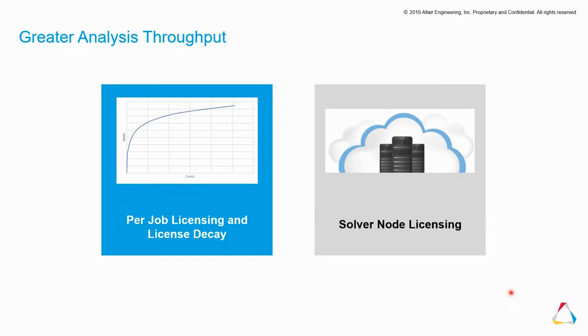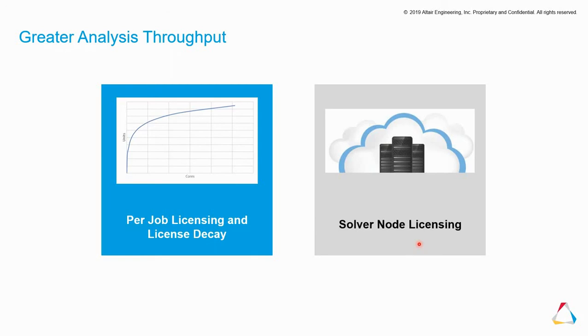So the first one is per job licensing and license decay, where essentially it gets relatively cheaper the more cores you add, and it also gets relatively cheaper the more jobs you run, thereby facilitating the running of DOEs or optimizations where we have a large number of runs going on. Additionally, we have another disruptive model that's based on solver node licensing. And what this does is the licensing is based on the number of nodes that are in use and not based on the number of jobs that are being run.